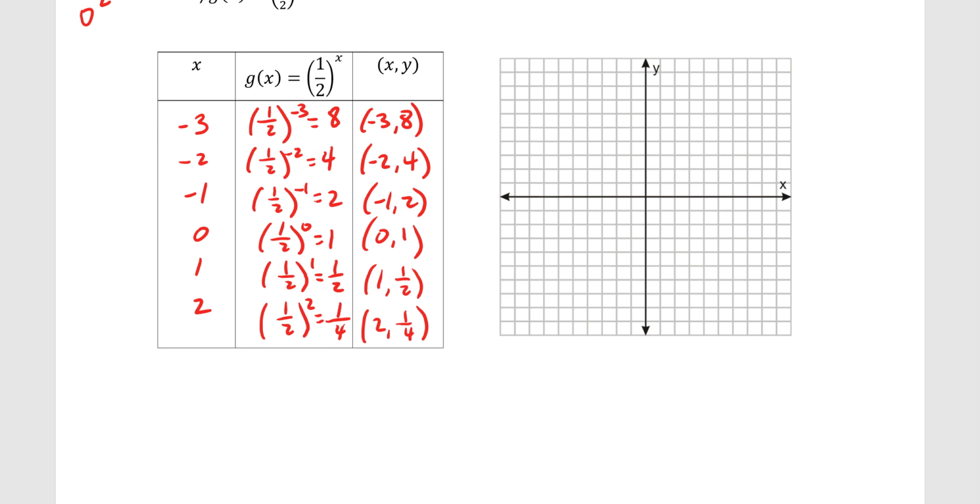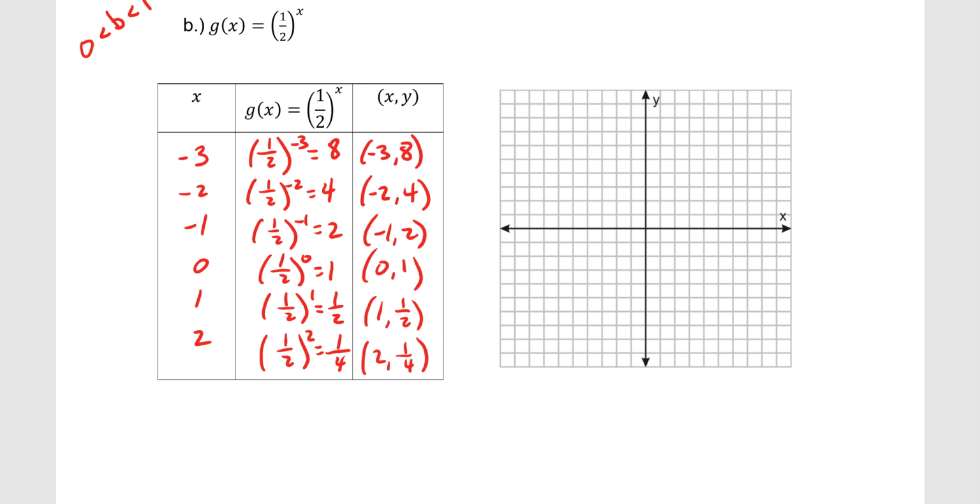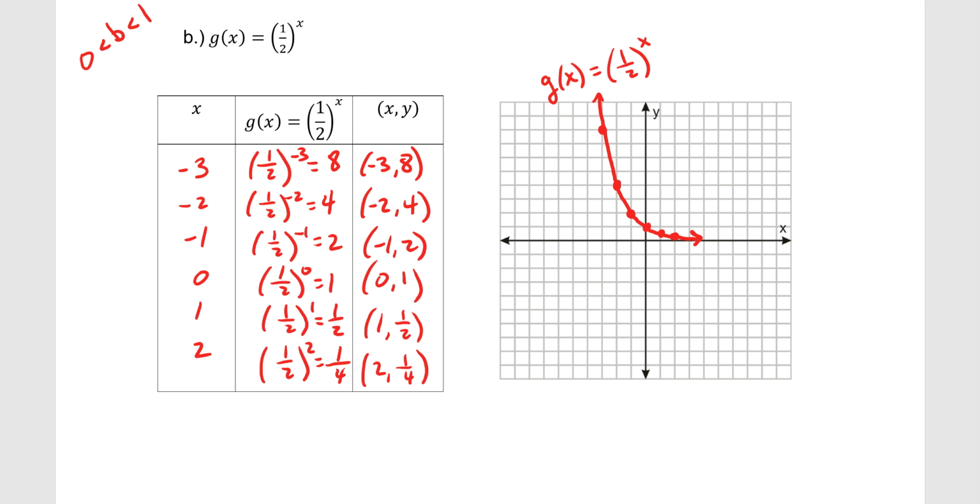And now let's go ahead and plot these xy ordered pairs here. And that's going to be (-3, 8), (-2, 4), (-1, 2), (0, 1), (1, 1/2), (2, 1/4). And connect them with a smooth curve. It's going to look something like this. And this is our function g of x equals 1/2 to the x. So since the base is between 0 and 1, the base is 1/2 here. This is an exponentially decreasing function.